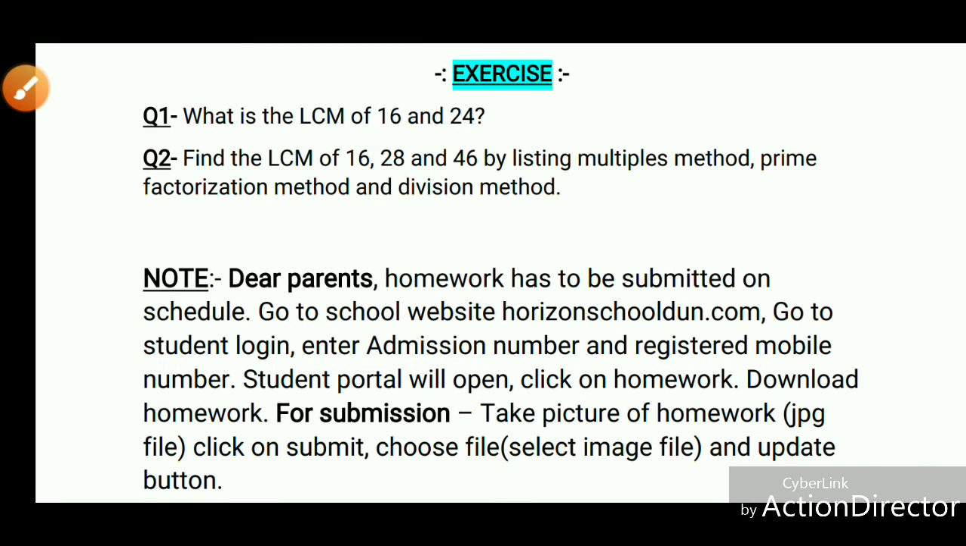Here I give some questions related to our discussion. So you will do all these questions in your homework.